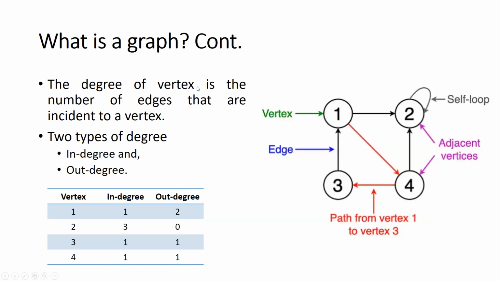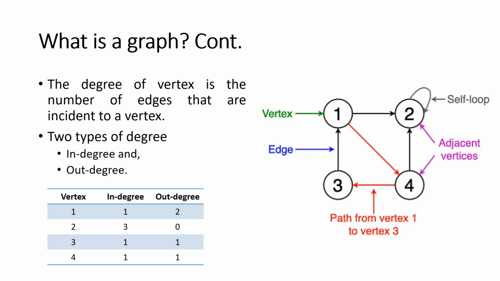The degree of a vertex is the number of edges that are incident to that node or vertex. We have mainly two types of degree, in degree and out degree. The in degree is the edges coming to the node, and the out degree is the edges going from the node. The table below shows the in and out degree of the nodes in this graph. As we can see, node 3, for example, has one out degree and one in degree.